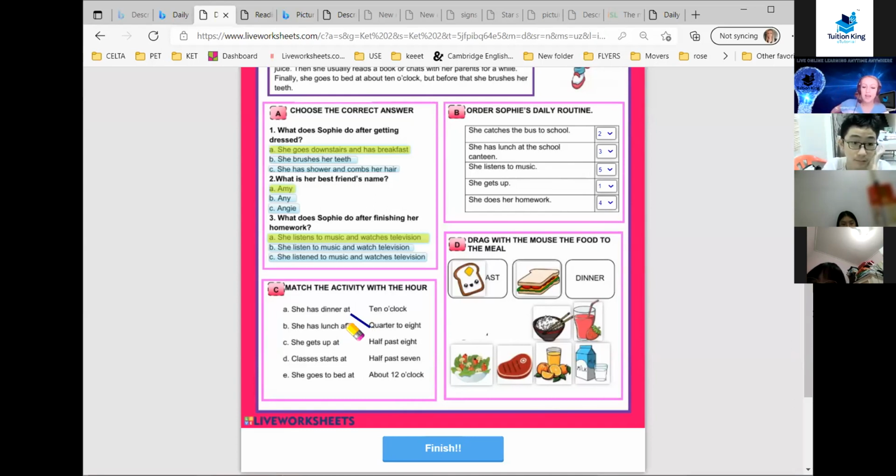Roy, she has dinner at 7:30. Okay, good. Ketyu, the next one. She has lunch at about 12 o'clock. All right, good. Esther, she gets up. What happened here? Why do I not have the answers? Okay. Esther, the next one. She gets up at 7:45. All right, thank you.